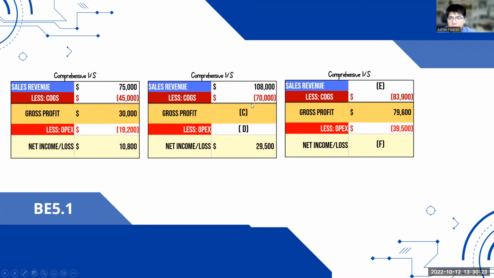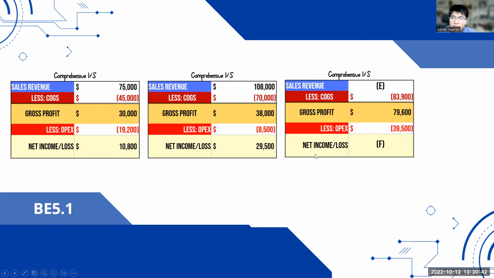So to get gross profit, it's just sales revenue of 108,000 minus 70,000, which is equal to 38,000. And now that we have your gross profit, we know already how to solve for OPEX. 38,000 minus 29,500 will give you 8,500.